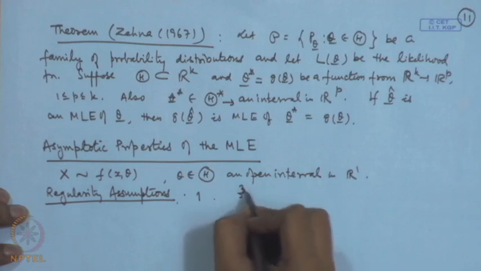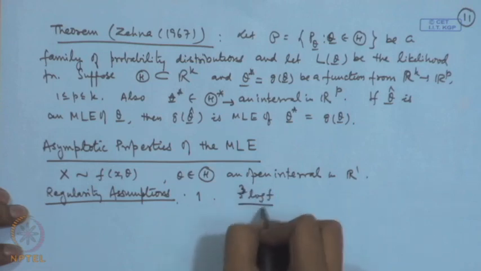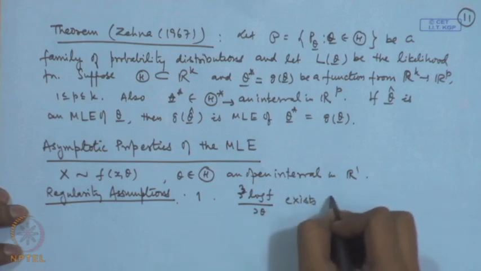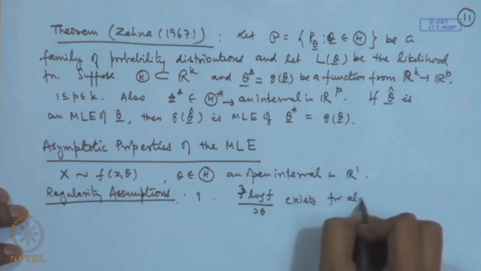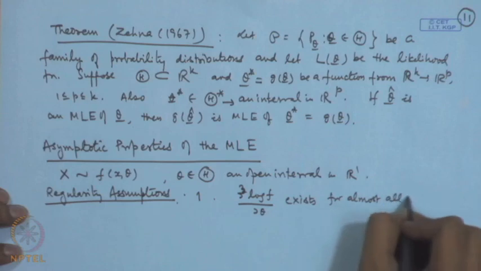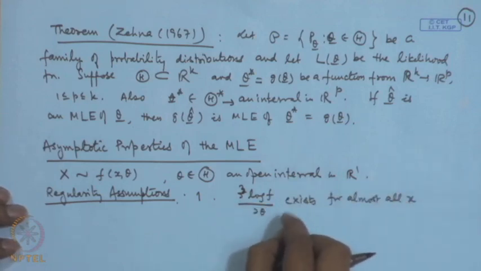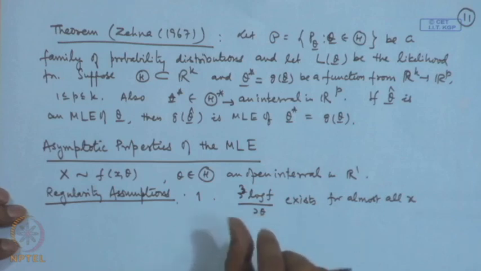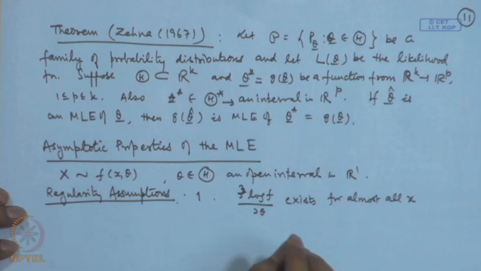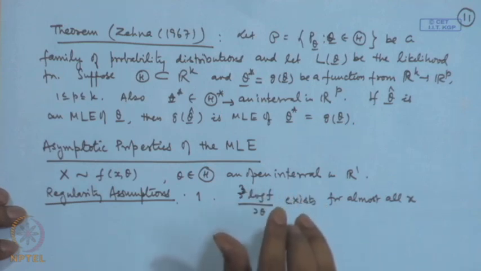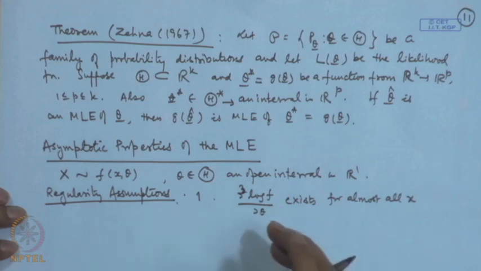The assumptions are as follows: that the derivatives up to the third order exist, and this should be for all theta. However, it is enough if we assume it in a neighborhood of the solution. Suppose we know that the solution exists around theta naught. Then if we assume these derivatives exist in an interval or in a neighborhood of theta naught, then it is enough.